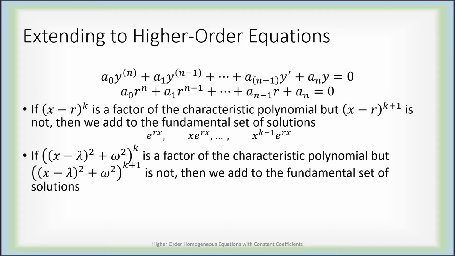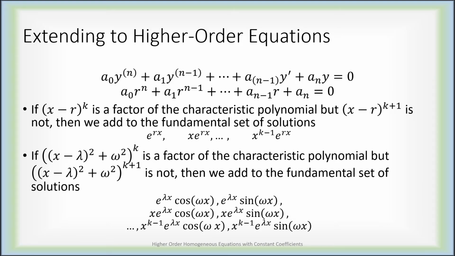Similarly, if you have an irreducible quadratic to the k, which is a factor of the characteristic polynomial, but the next power is not, then we add k distinct pairs of functions, beginning with e to the lambda x cosine and sine of omega x, but then we multiply both of those by x, and so forth, all the way up to multiplying by x to the k minus 1. So here we have k linearly independent pairs of functions corresponding to this irreducible quadratic to the kth power, being the largest power that could be factored out of the characteristic polynomial.